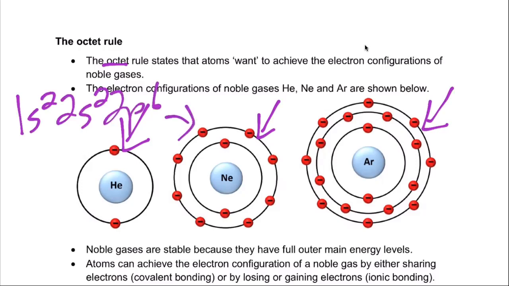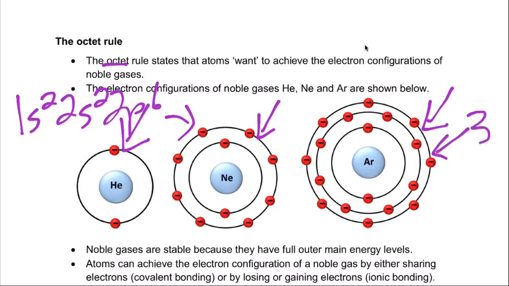And so if it's going to be a full octet, it's going to end in something s2, something p6. So like neon ends in 2s2, 2p6, because those 8 electrons on those superscripts, that's the 8 valence electrons in the highest energy level. For argon, argon is going to end in 3s2, 3p6, because you can see on this picture that its valence shell is the 3rd energy level.